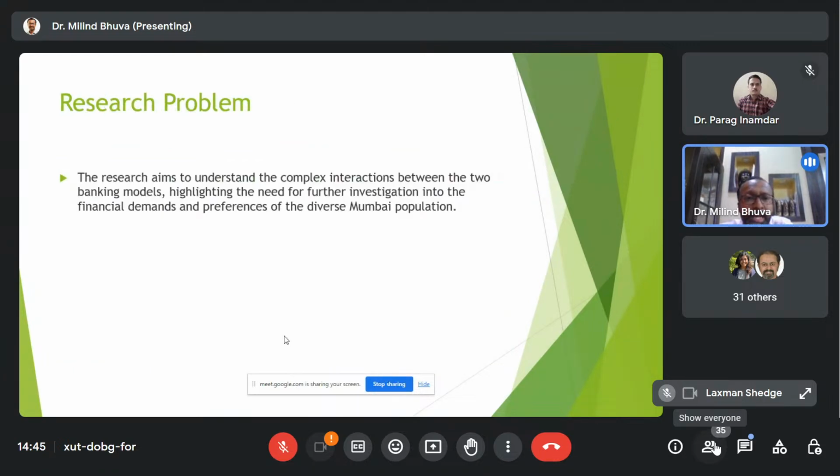The research problem which I have identified is basically the complex interaction between the two banking models. So there is a need to further investigate the financial demands and preferences of the diverse Mumbai population. Mumbai being a metropolitan city with a diverse demographic profile among people, it becomes really essential to understand this complex interaction.